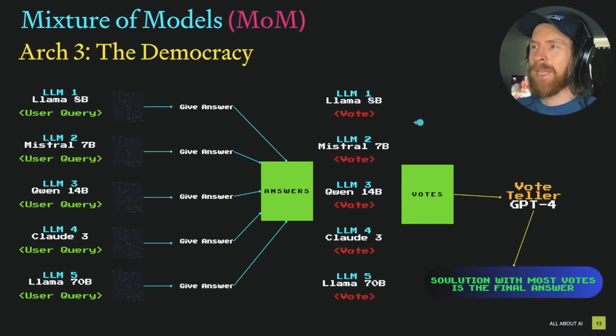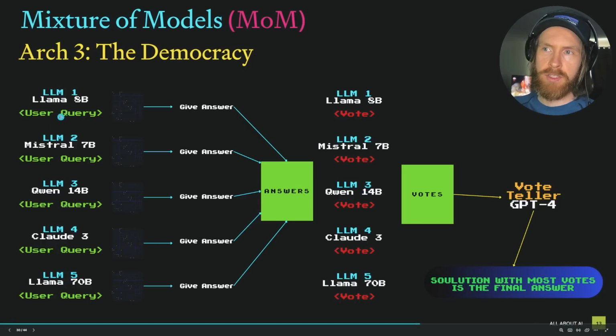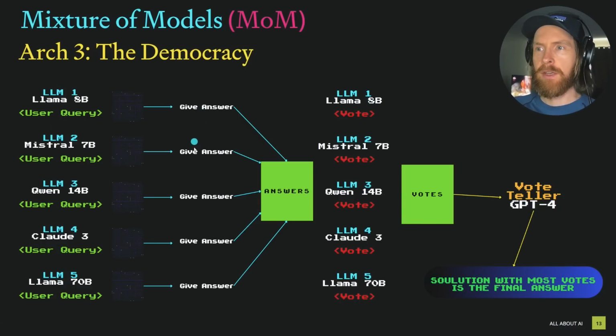Here we have a bit of a different approach. You can see every single model has the same weight. Here we have 5 different models, right? We're going to give them the same problem. We're going to feed all the answers into a box. And then the LLMs come back again. They're going to look at the answer box and vote for the answer they like best from this box. So basically, an election, a democracy. When we have all the votes, we're going to have a teller. We can use GPT-4 for that. It's going to count all the votes and pick the solution that has the most votes. That is going to be our final answer.